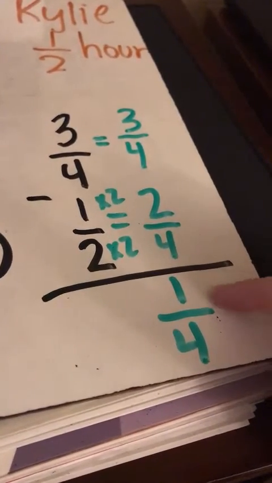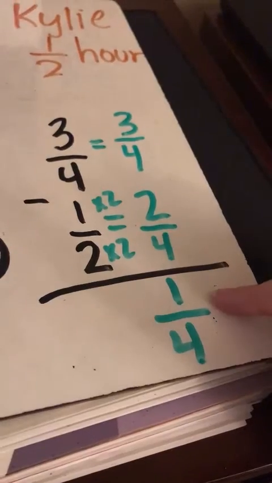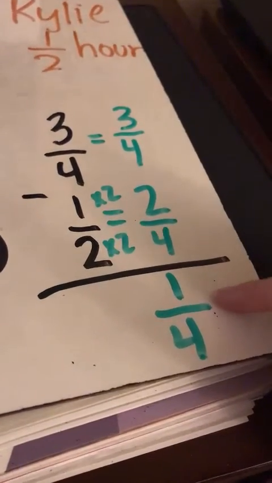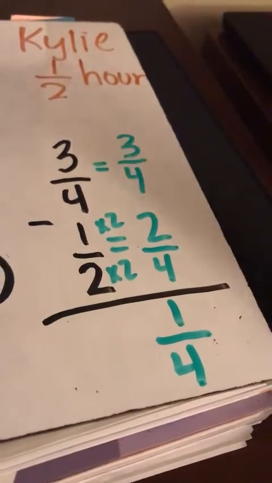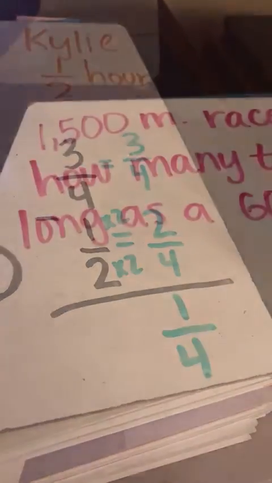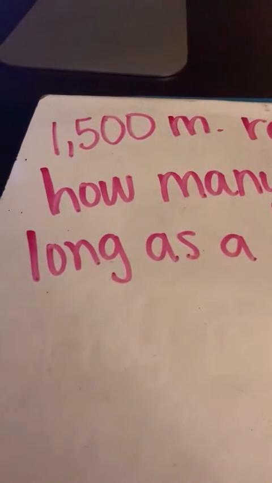She spent 1/4 of an hour less than Trey did, or Trey spent 1/4 of an hour more doing his homework. Okay, so that is the same. That's an additive comparison problem. The last problem I want to look at is going to be a little different.